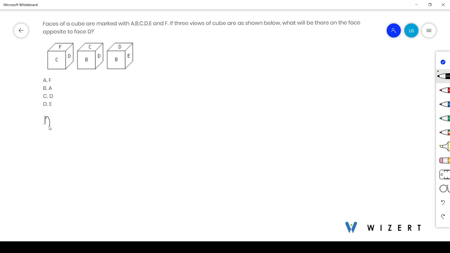Now here, as per the first view, we can observe F and C cannot be opposite to D.